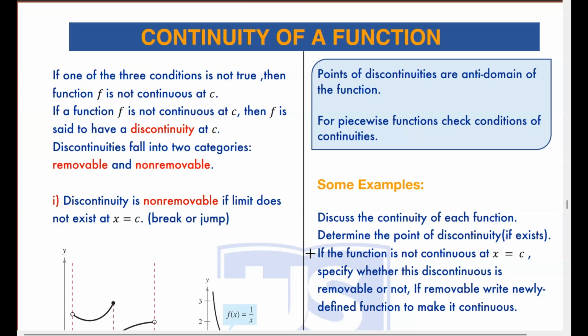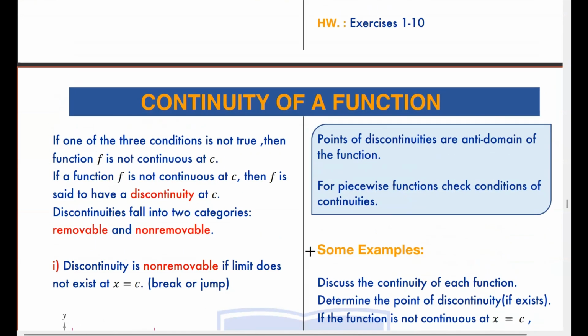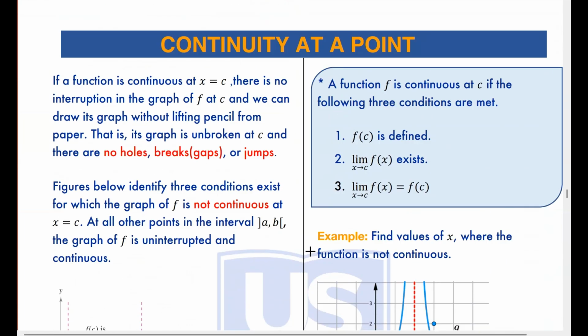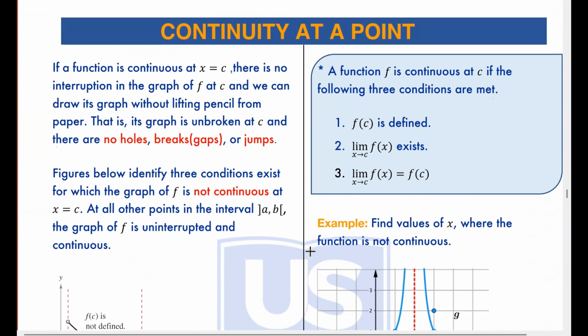Hello everyone. In the previous lesson, we talked about continuity at a point. We said that to be continuous at a point requires three things: the function being defined, the limit existing, and the value of the function being equal to the value of the limit. If those three conditions are met, that means the function is continuous at that point. If not, the function is discontinuous.